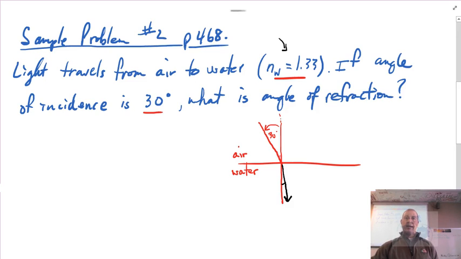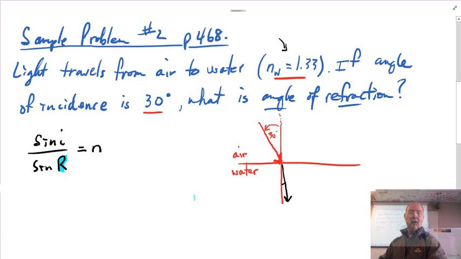But we have a light ray coming in right here. It hits the surface of the air and the water, and it's going to slow down, and it's going to bend towards the normal a bit. Okay, so let's use Snell's law here. Willebrord Snell. All right, sine of i over sine of r equals n. And what we're actually looking for is the angle of refraction. So that's actually r. We have to solve for r.